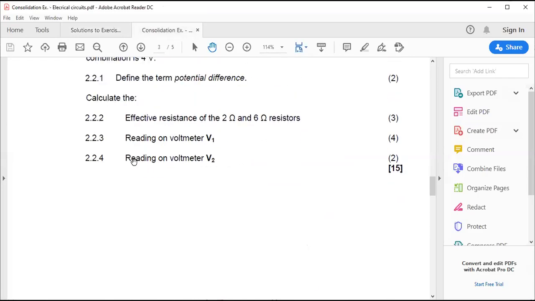2.2.4. It says the reading on voltmeter V2. So this one is covered already. You know how to do this, because in the 2 answers that we have done, we did that.